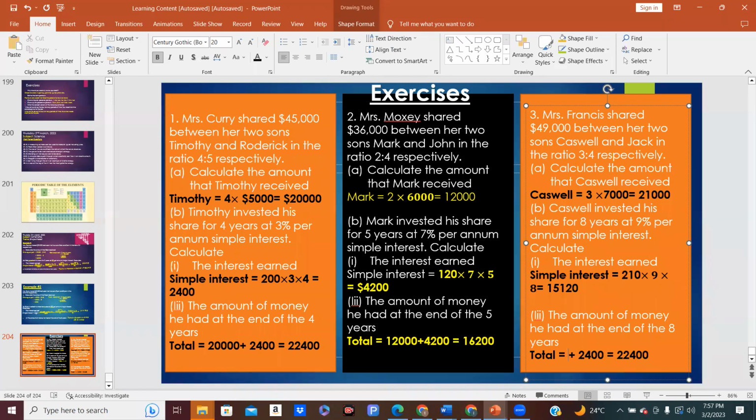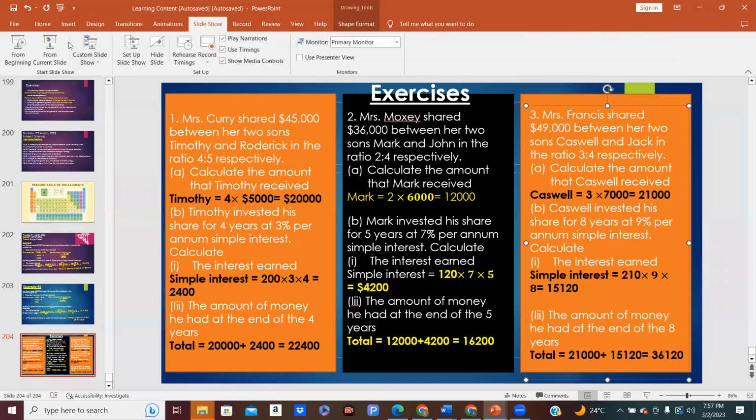So be careful. So it's going to be what? 21,000 plus what? 15,120. And that would give you $36,120. Ding, ding, ding, and that is correct. $21,000 plus 15,120 is 36,120. All right, good. Did anyone else get that? Yes, sir.